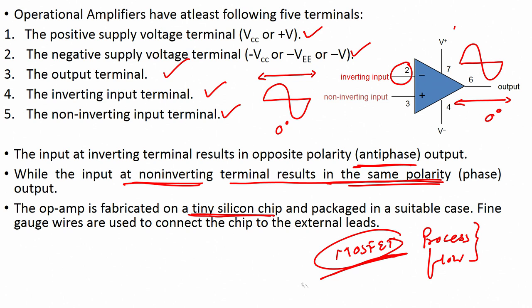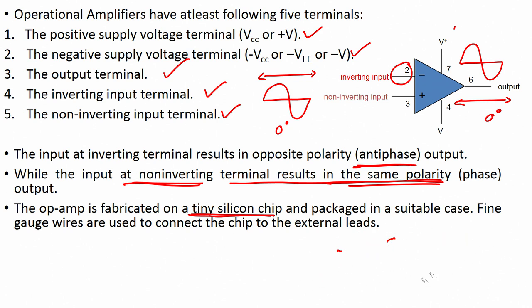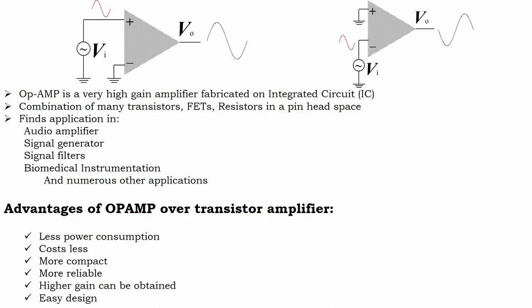So, now we see that the op-amp is fabricated on a tiny silicon chip and packaged in a suitable case. Fine gauge wires are used to connect the chip to the external leads. We have seen this in the previous slide. Now, let us see some interesting advantages of op-amp, okay, over transistors.